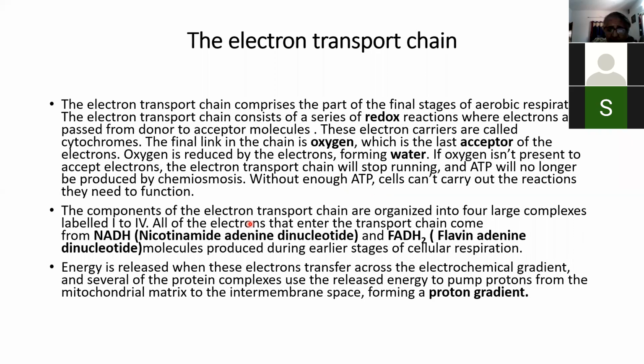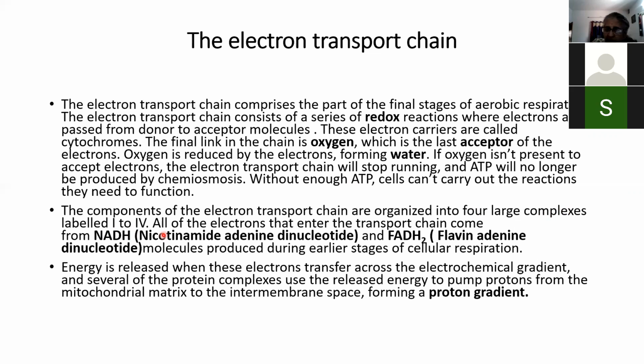Now, what happens in the electron transport chain can be organized into 4 large complexes. Please remember, whenever we are talking of any biochemical reaction, there will be enzymes involved, which are nothing but proteins. So here we will have 4 large complex proteins, that is the enzymes, which are labeled as 1, 2, 3 and 4. That is 1 to 4.